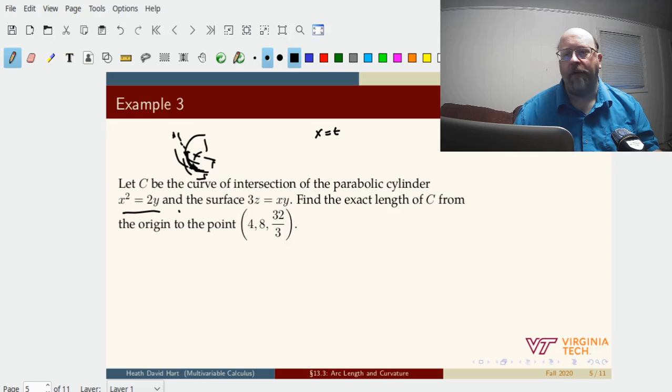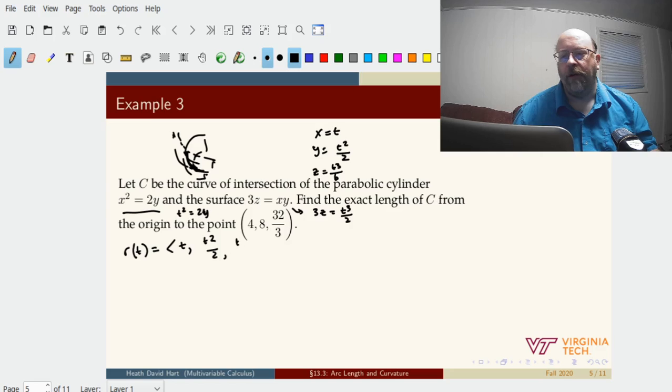Then what we have now is t squared is equal to 2y, and so y is going to equal t squared over 2. And then go over this equation, and this equation is saying that 3z is equal to t times t squared over 2, which is t cubed over 2. And so z will be t cubed over 6. So the curve we're looking at has a correct relationship between x and y, and then this z gives the correct relationship between all three of these. So my trajectory is t, t squared over 2, t cubed over 6.